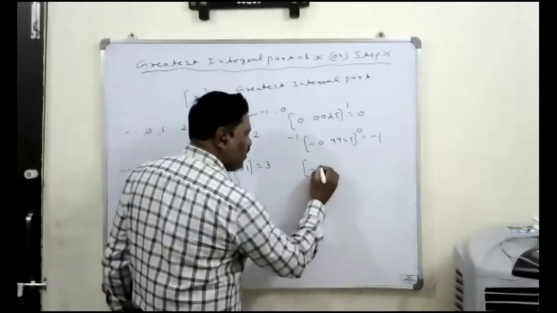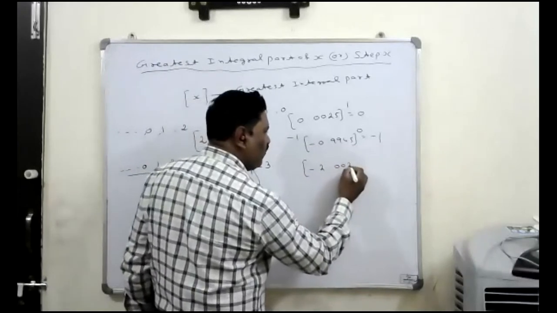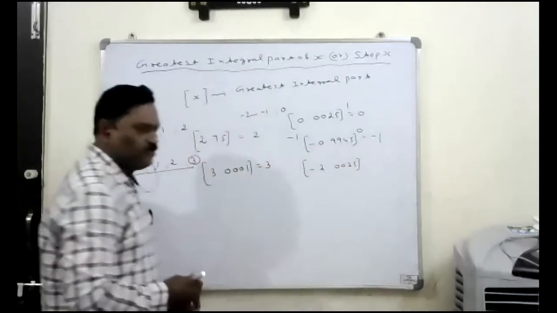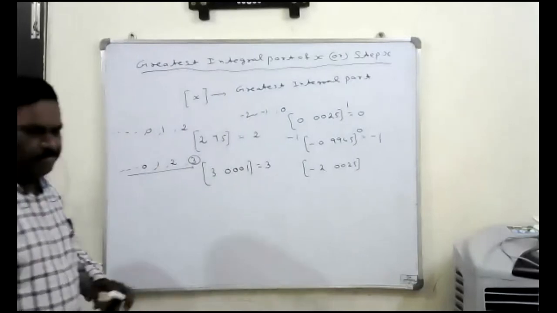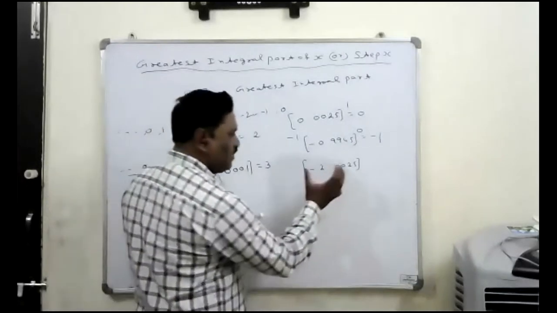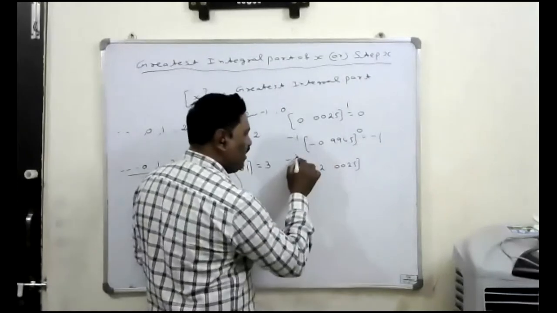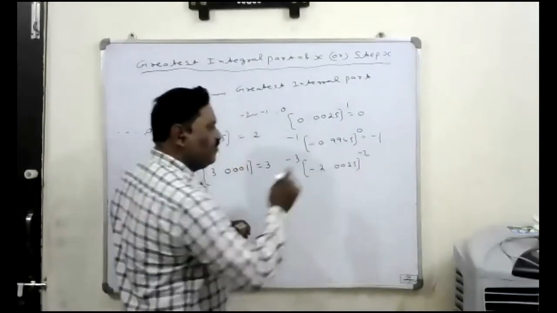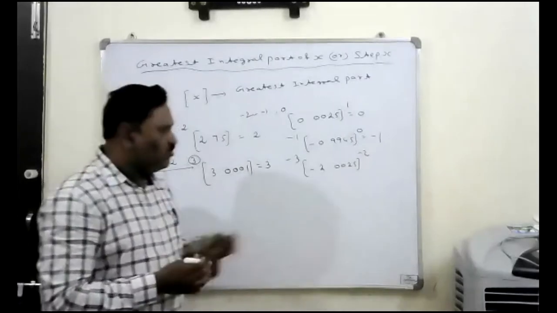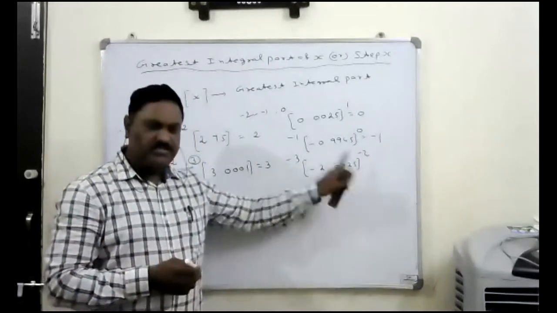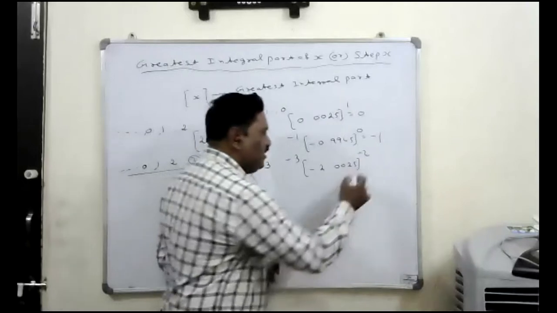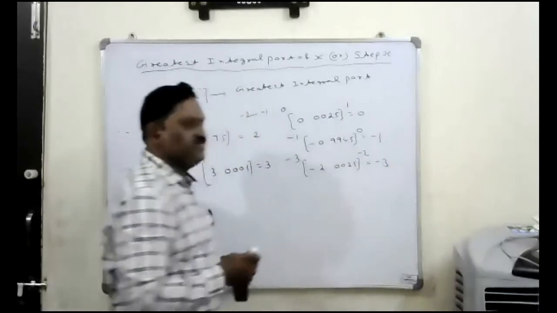Then what is the greatest integral part of -2.0025? इसका वैल्यू क्या है? -3. Because it is going to lie between -3 और -2, बीच में रहते हैं नंबर. इसलिए इसका पहला इंटीजर क्या है? -3. This is going to give -3.